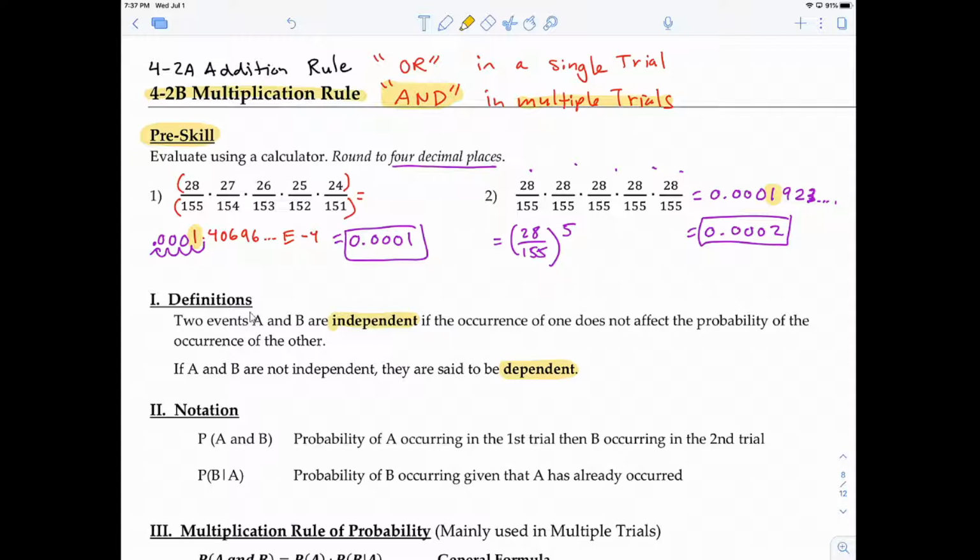Two events A and B are independent if the occurrence of one does not affect the probability of the occurrence of the other. Let me rephrase that. If A occurs and that doesn't affect the probability of event B, then we say that the two events are independent, and vice versa. If B occurs and that doesn't affect the probability of A, then we say the two events are independent. If they're not independent, then we say they are dependent.